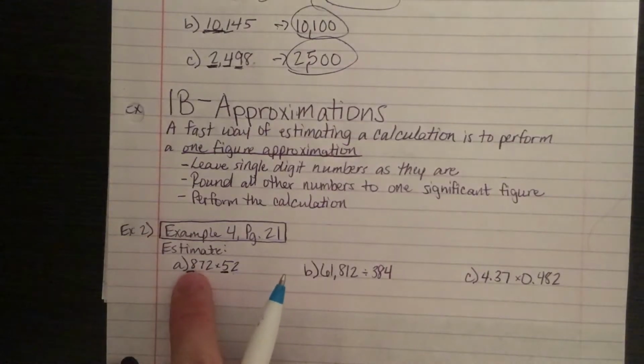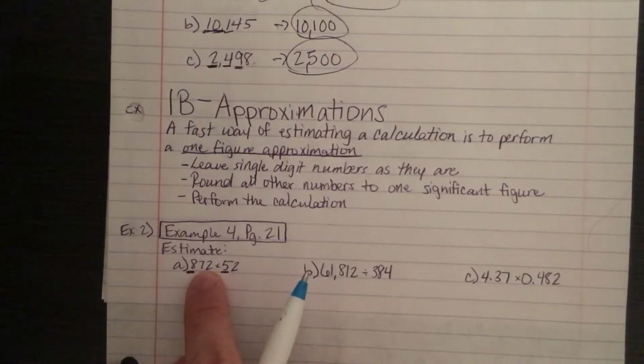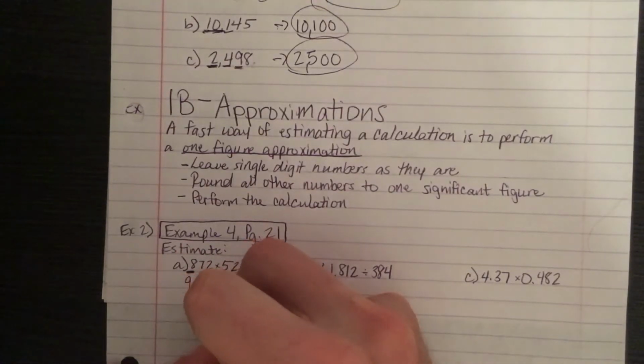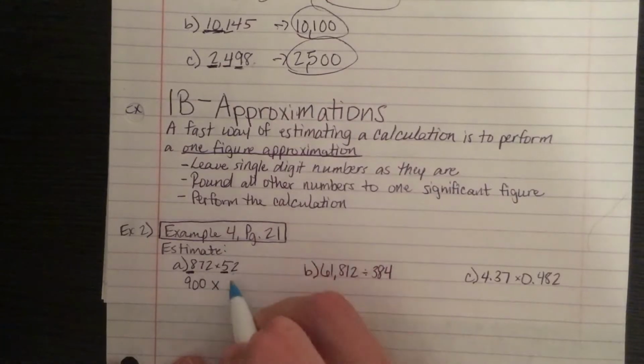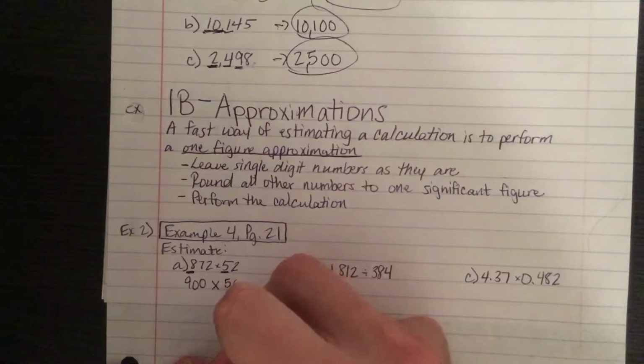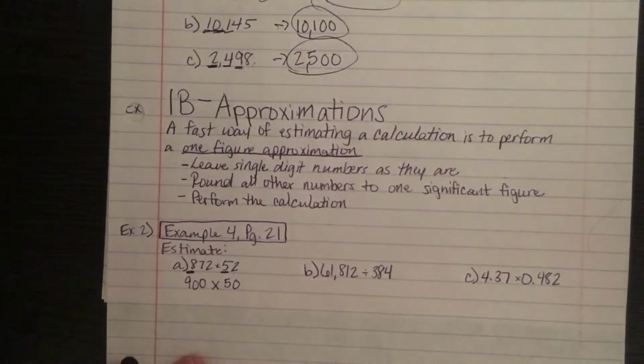If I round this up, so the number before this is a 7, so 872, if we're doing one sig fig, is going to round up to 900. Now 52 here is going to round down. So this is going to be the same thing as 900 times 50. And the reason we're approximating, that's going to be 9 times 5, but we're going to throw 3 zeros on the end of that thing.